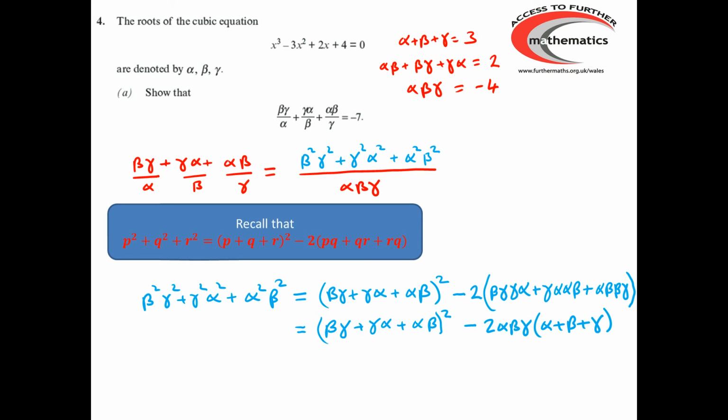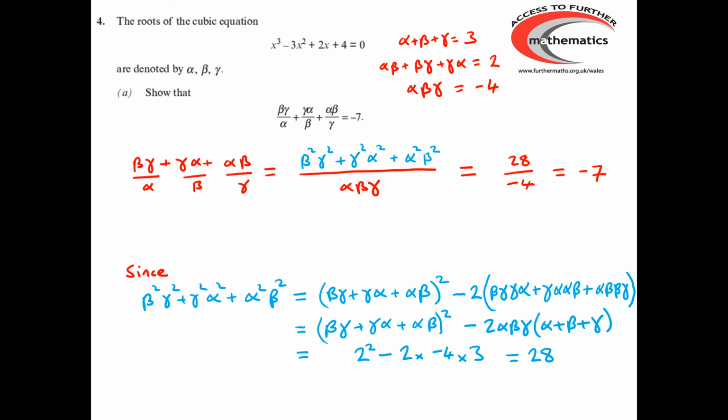Now we know the value of beta gamma plus gamma alpha plus alpha beta. It's 2. We know that alpha beta gamma is minus 4. We know that alpha plus beta plus gamma is 3. So we've got the value of beta squared gamma squared plus gamma squared alpha squared plus alpha squared beta squared must be 28. So moving back up the page, the top of my fraction is worth 28. The bottom of the fraction is minus 4. So we have beta gamma over alpha plus gamma alpha over beta plus alpha beta over gamma must be minus 7, which is the result that we wanted, because of the working that we've got underneath there.